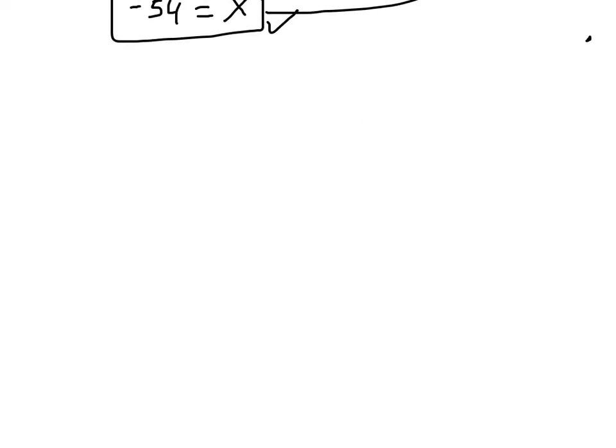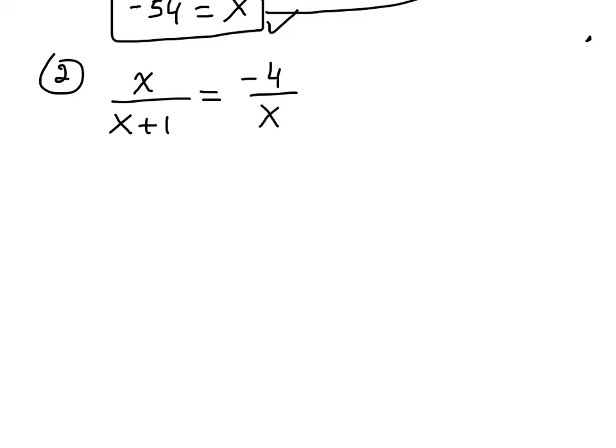That means this is a good answer, good solution. Number two, we have x divided by x plus 1 equal to negative 4 over x. Whenever you see a quantity, I need a parenthesis. I want you to go to this side and tell me what your excluded values are.